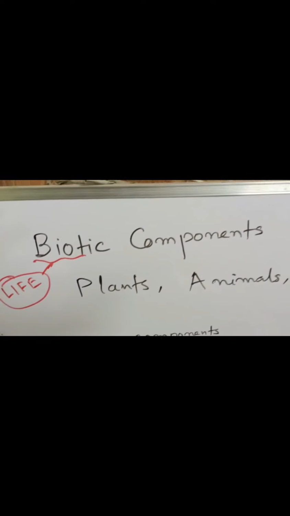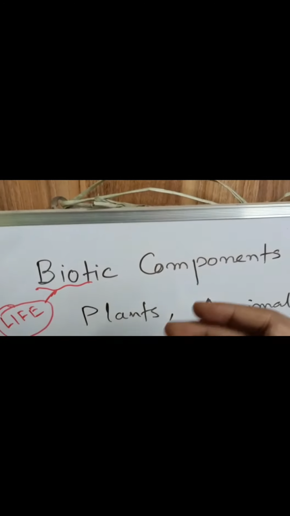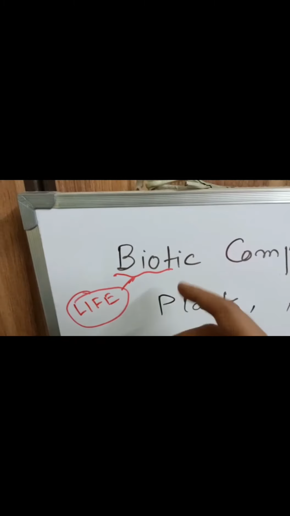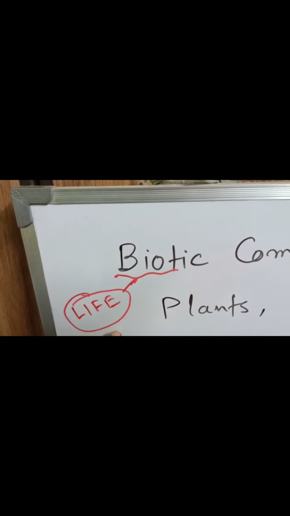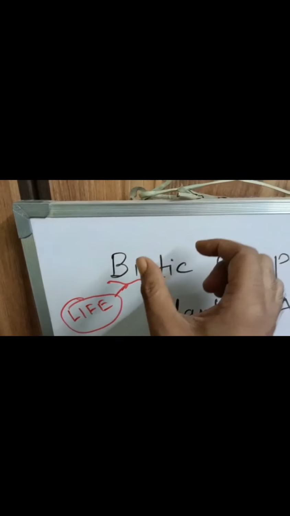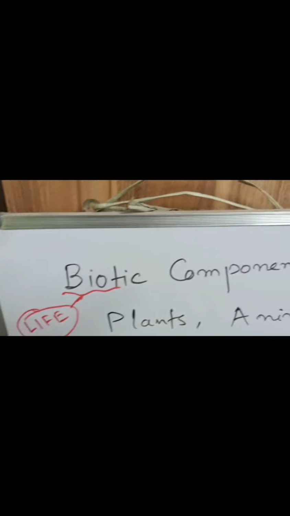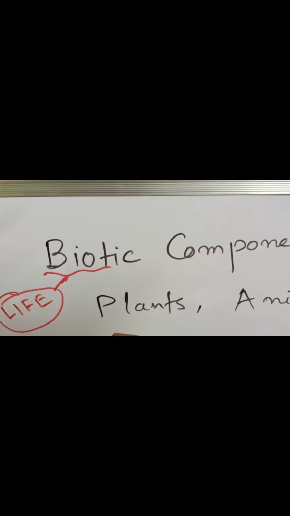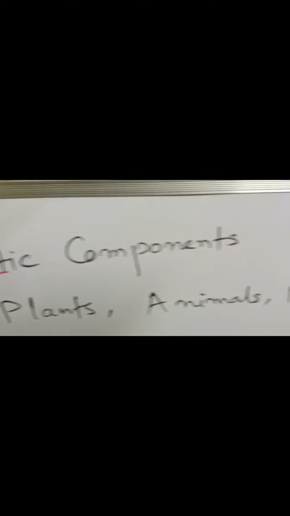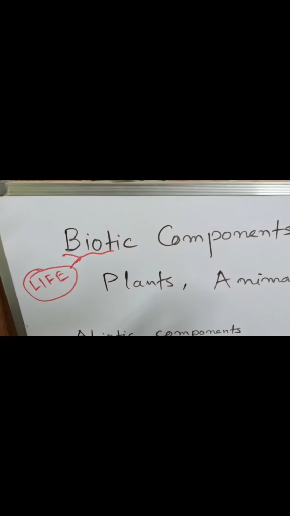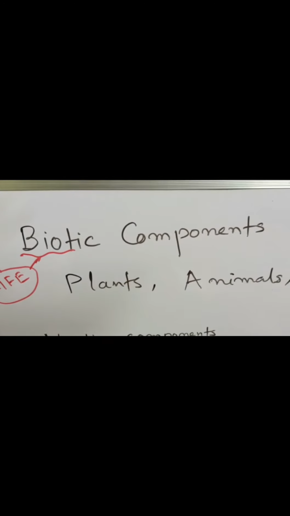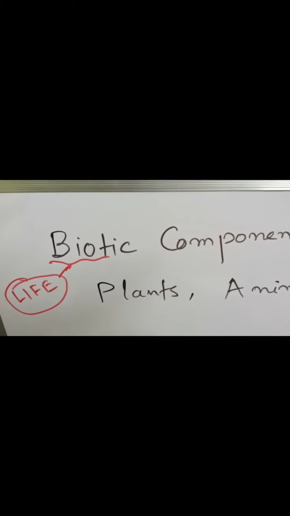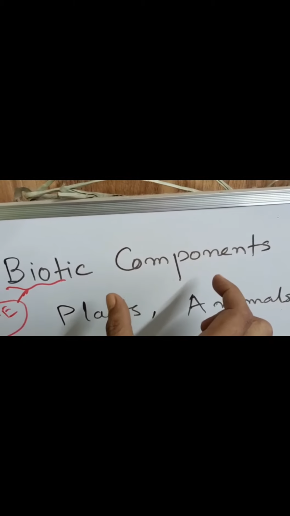Okay, now we will describe the biotic components and the abiotic components. The term bio means life. So anything that has life is known as biotic components. Some examples are plants, animals, microorganisms. In short, these are the living components.